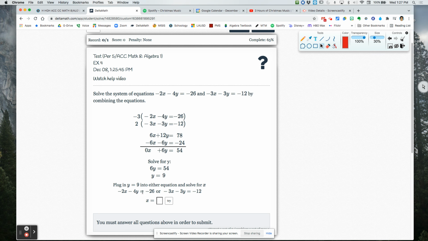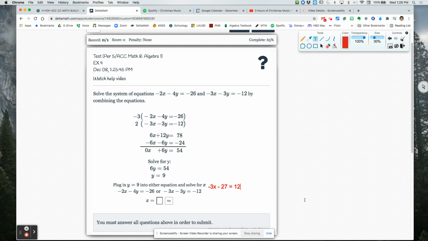So we can use the first equation or the second equation. This one's a little bit smaller. Let's give that one a try. So we're going to replace y with 9. So let's do it. So negative 3x, and then we're going to multiply negative 3, this minus 3, with 9. So that's minus 27 equals 12.